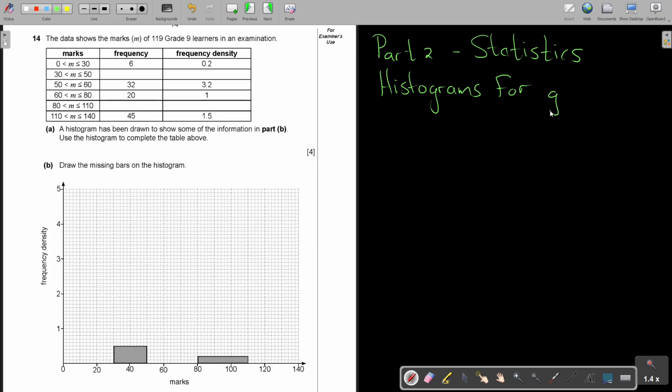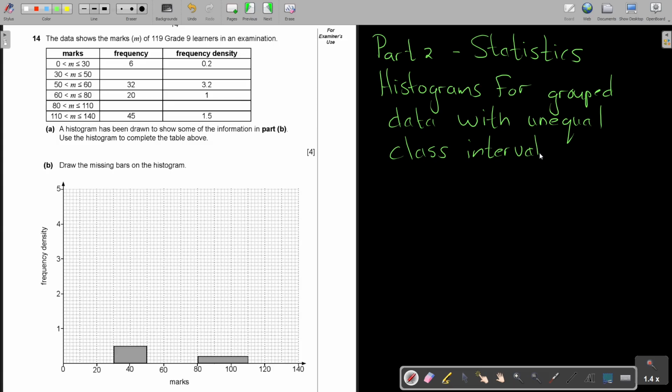for group data with unequal class intervals. And you will find that on page 674. And that will be example 27 will help you in the textbook.